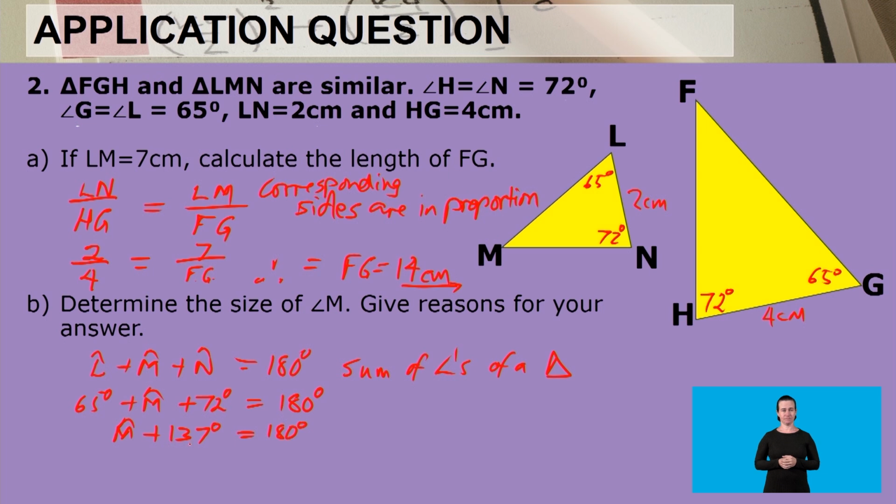And the additive inverse of 137 degrees is negative 137 degrees. So angle M plus 137 degrees minus 137 degrees would be equal to 180 degrees minus 137 degrees. Therefore, angle M would be equal to 180 minus 137, which gives us 43 degrees. The next question is question 7, which reads as follows.